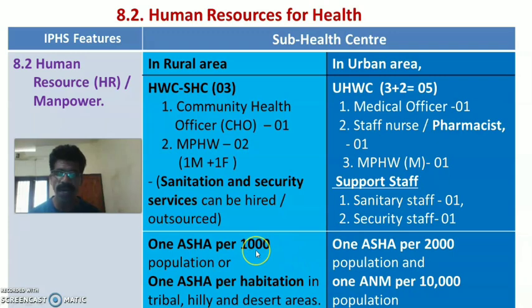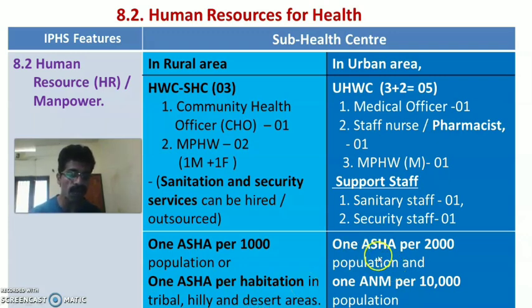Then moreover, 1 ASHA per 1000 population to support the rural health and wellness center, sub-health centers. Okay, 1 ASHA per 1000 population or 1 ASHA per habitation. Per habitation means if it is a hilly or tribal area. We already said the hilly or tribal areas cover only 3000 population. For 3000 population there should be 1 ASHA. Okay, 1 ASHA per habitation, especially in tribal, hilly and other desert and backward areas.